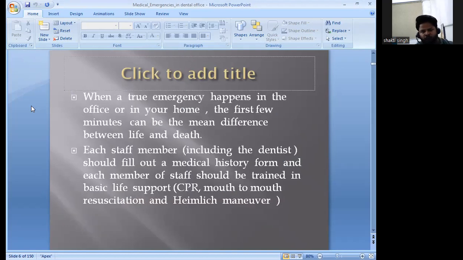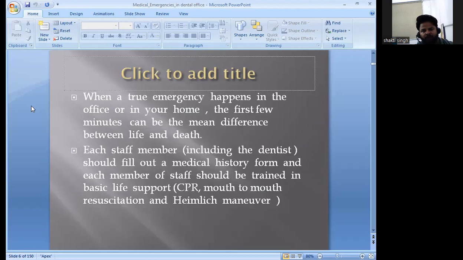Now, whenever a true emergency happens in an office or in your home, the first few minutes can mean the difference between life and death. So we must be very well prepared to handle such situations. Not just the dentist, but also the other staff members should first fill out a proper medical history form.